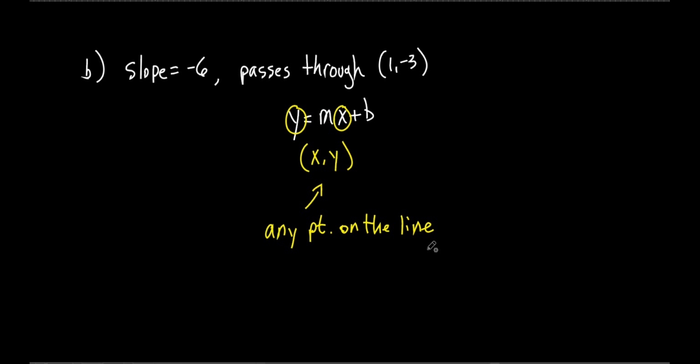Well, in the problem that they gave us, did they give us a point on the line? Yeah, absolutely. They gave us an x and a y. So what is the x? 1, right? And what is the y? It's -3. So that's our x and y. Does that make sense?